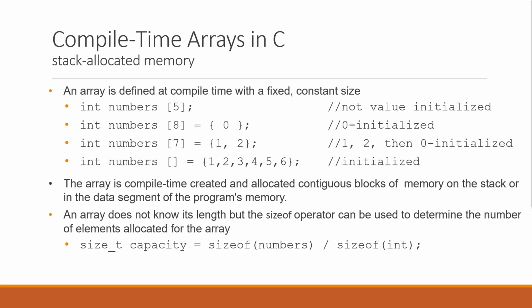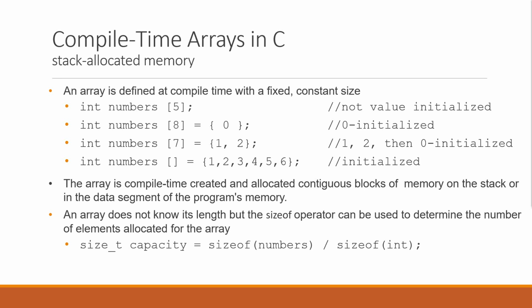int numbers[8] = {0}; this declares an array named numbers of size 8 and initializes all elements of the array to 0. This is called zero initialization, where all elements of the array are set to the value specified, in this case, 0.